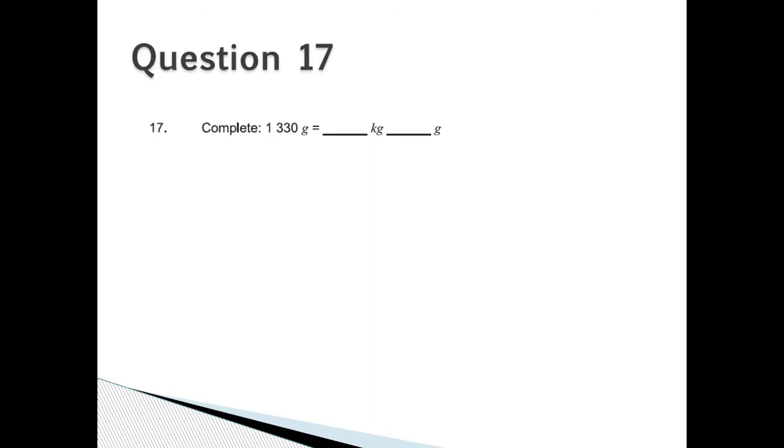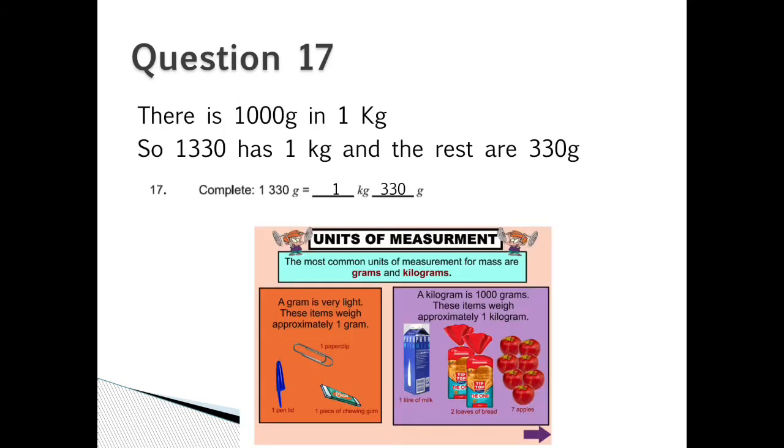1,330 grams is equal to how many kgs and how many grams? There are 1,000 grams in 1 kg. So 1,330 has 1 kg and the rest are the 330 grams.